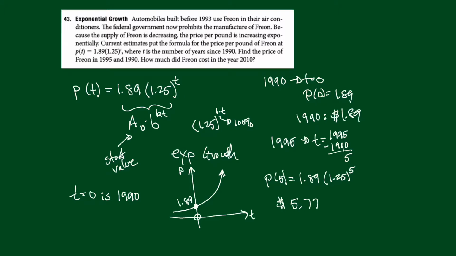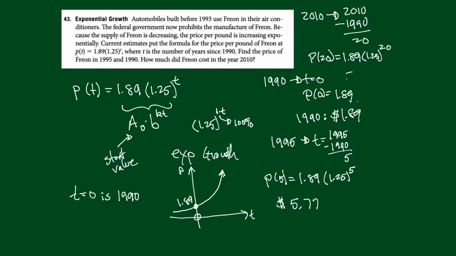dollars per pound. Now there's the last question here, down here at the last sentence. How much did Freon cost in the year 2010? I'll do that up there at the very top right. So in 2010, what do we get for t? Well, t, remember, is the number of years since 1990. So what have we got? This is 20, so t is equal to 20. So what we're going to do is evaluate P of 20, and that is going to give us 1.89 times 1.25 raised to the 20th. I'll write that 20 so it's actually readable.